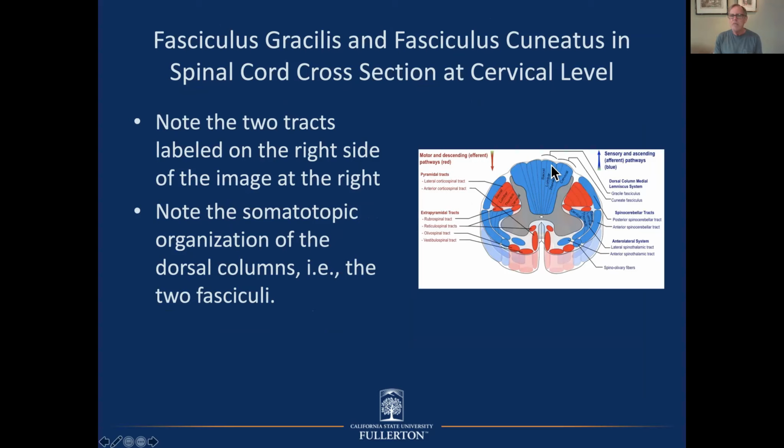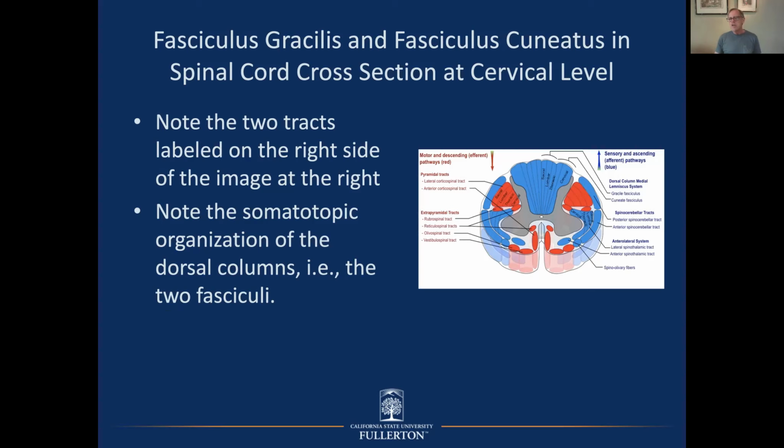The one that is more medial is what they call the gracile fasciculus. I've been calling it the fasciculus gracilis. It could also be called the gracile tract. So it's got to have that word gracile or gracilis in it. And that is carrying fine touch and proprioception information from the lower extremity. Then fasciculus cuneatus carrying the same type of information, but from the upper part of the body.